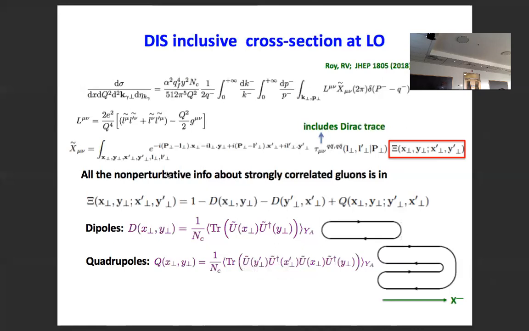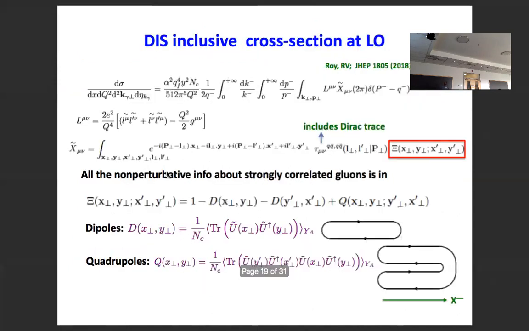So the inclusive DIS photon plus jet cross section can again be written as L mu nu times X mu nu. And here's where you see some of the really interesting non-trivial stuff, which is that this hadron tensor can be written in terms of an expression that includes Dirac traces. But now you have these really novel objects which are represented by chi. In addition to the usual dipoles, which are traces of Wilson lines, where you go from minus infinity to plus infinity in x minus and back again, you also get novel quadrupole type configurations, which look like this. These are closed loops, which are traces of four such Wilson lines. So these are very non-trivial objects, and they encapsulate all the physics I was telling you about: strongly correlated gluons in matrices.